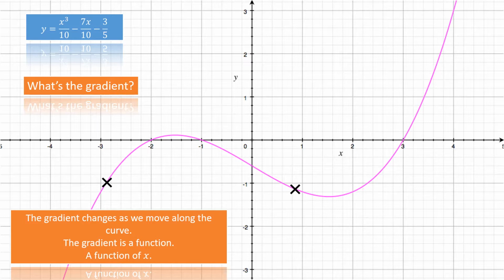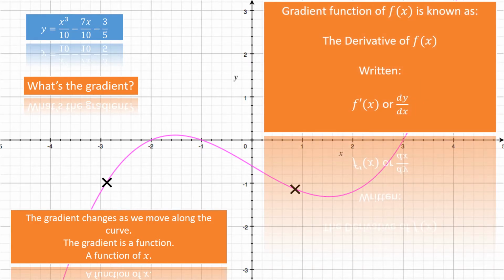So the key thing there is the gradient changes as we move along the curve. In fact, the gradient is a function. It's a function of x. Depending on the value of x, the gradient of the curve is different. And now, that's exactly what a derivative is. A derivative function is just a gradient function of f of x. And we write the derivative f dash of x, or dy dx. Remember, I'll say that again. The gradient of f of x is given by the derivative of f of x.